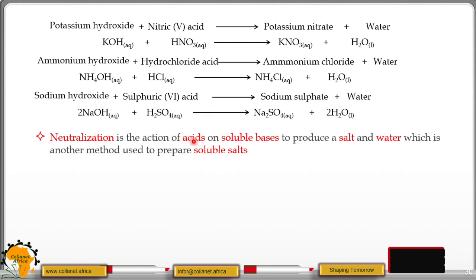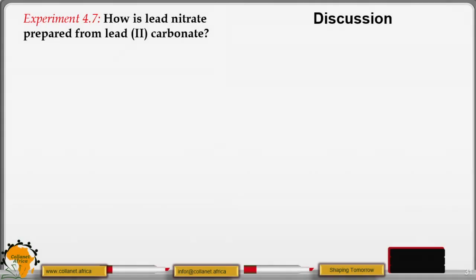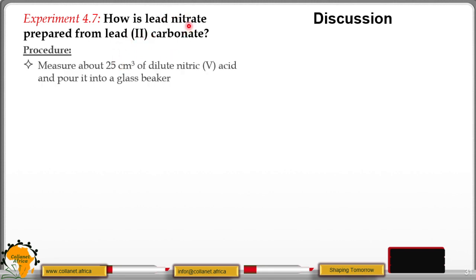Neutralization is the action of acid on soluble bases to produce a salt and water, which is another method used to prepare soluble salts. Then let's look at how you prepare lead nitrate in the lab from lead 2 carbonate. You're going to find that the lead 2 carbonate neutralizes the nitric acid to give us lead nitrate.